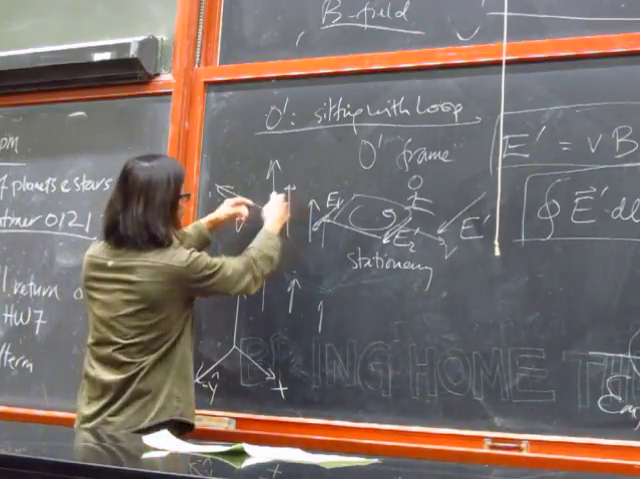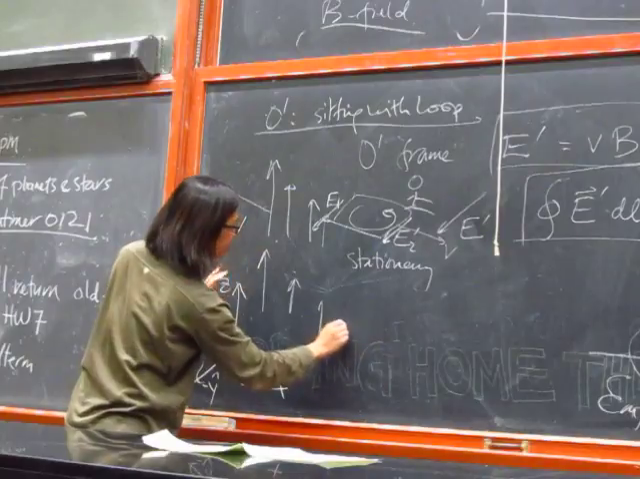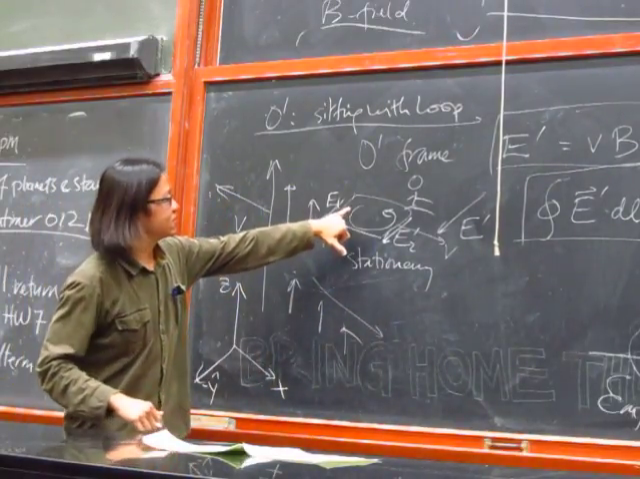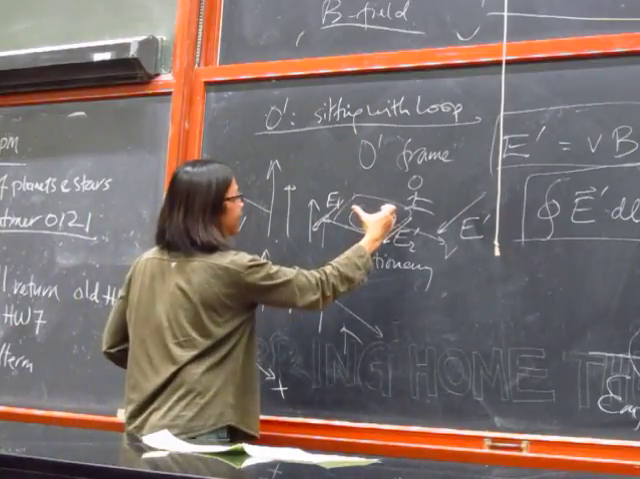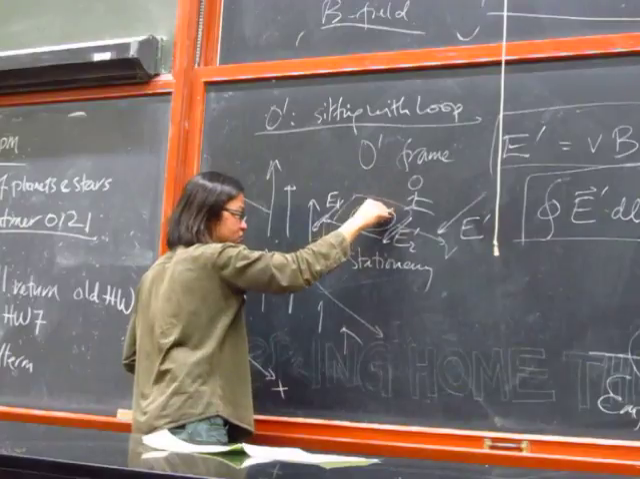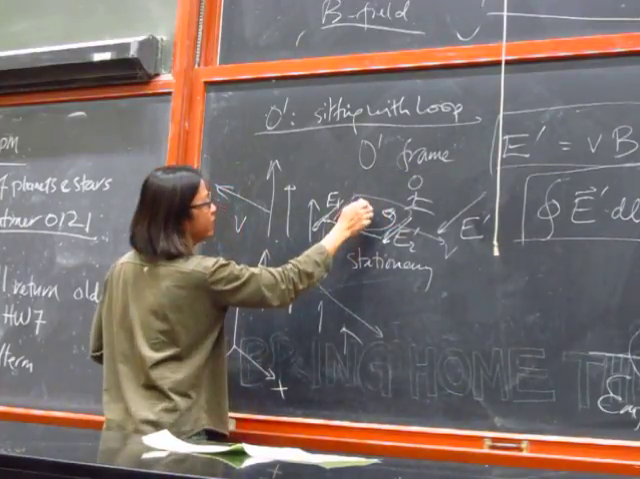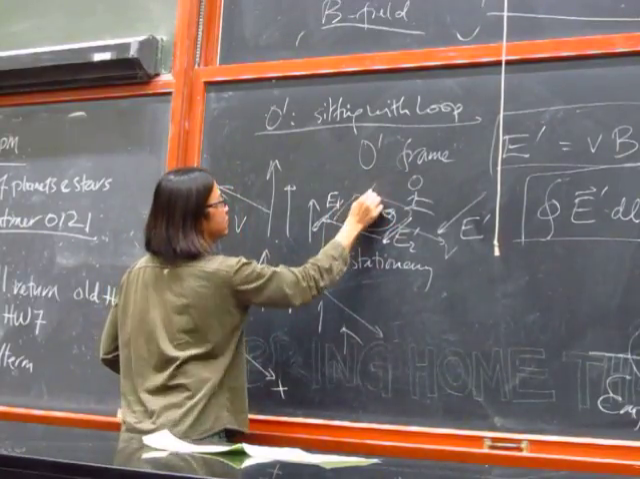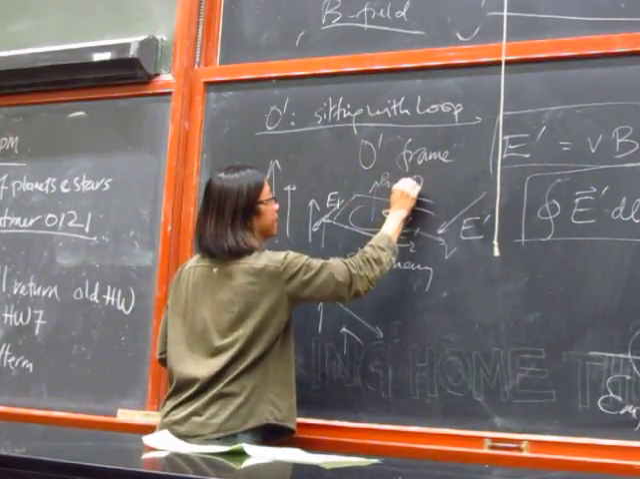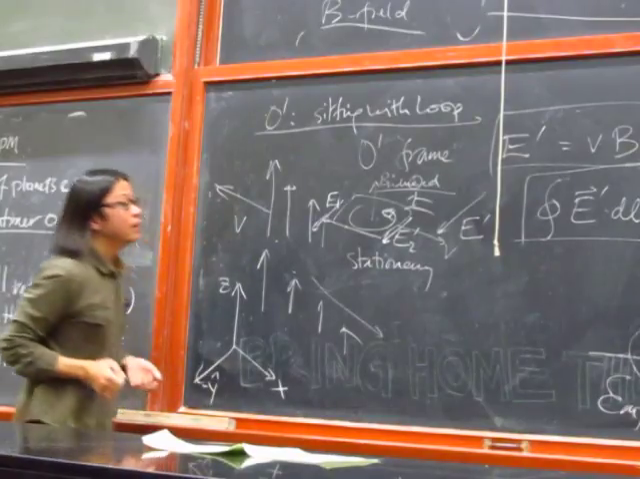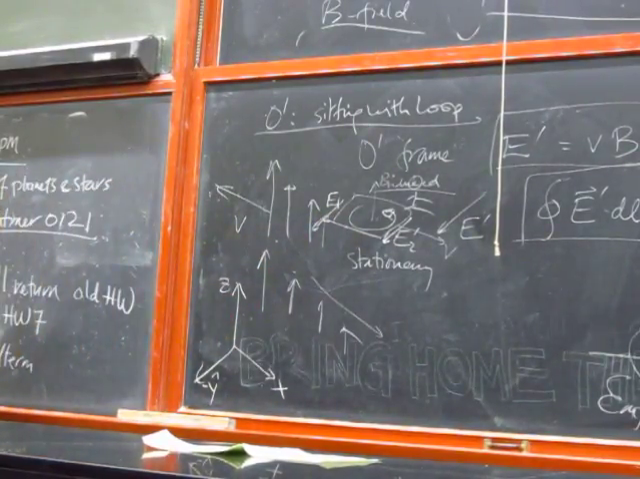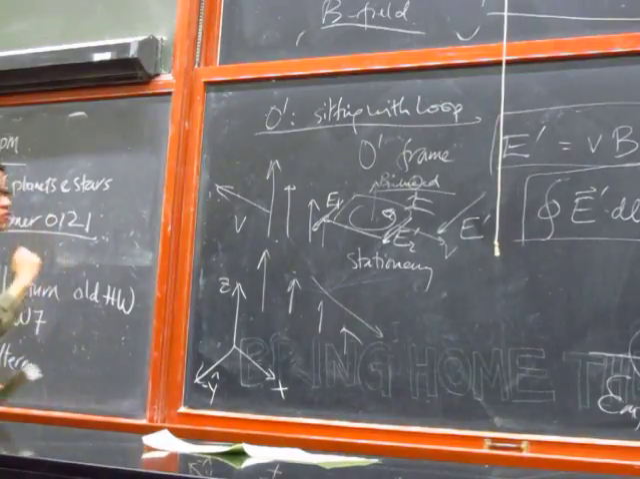The way I'm drawing it, the magnetic field is diminishing with space in that direction. So by Lenz's law, I will create a current, the induced current generated by the EMF, such that it will produce a B field upward, an induced B field, to counteract the loss in flux. Okay? So let's apply this to an example.